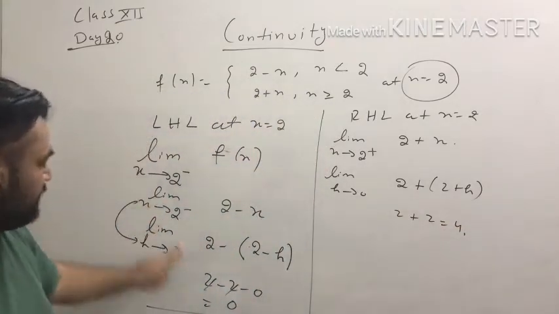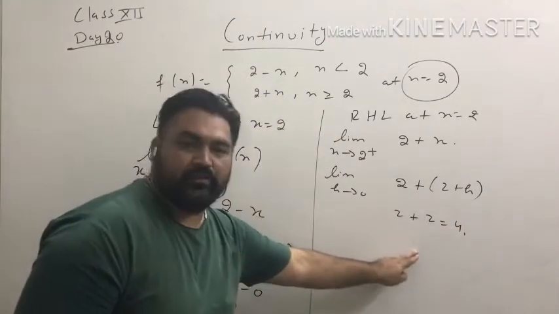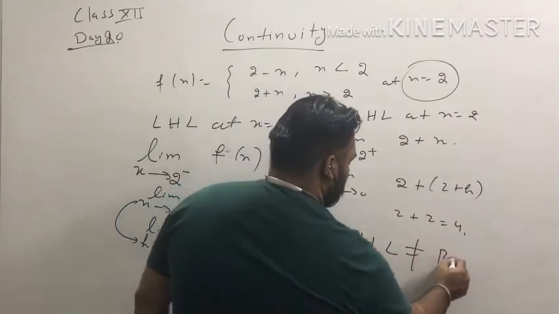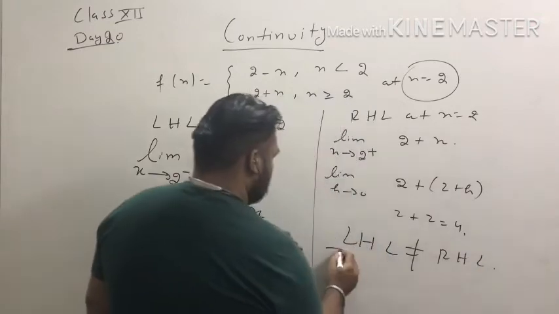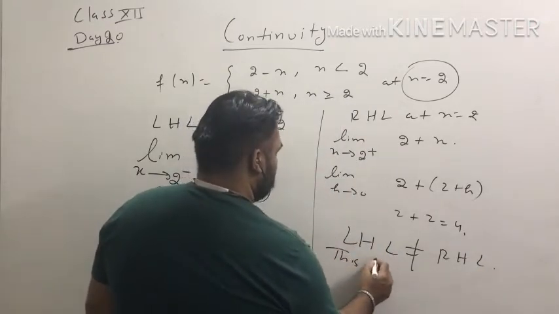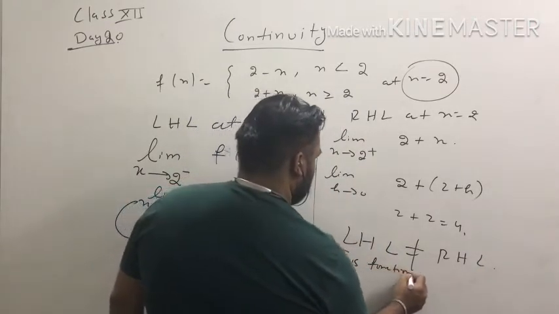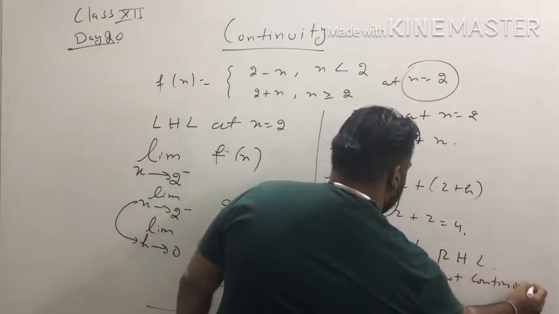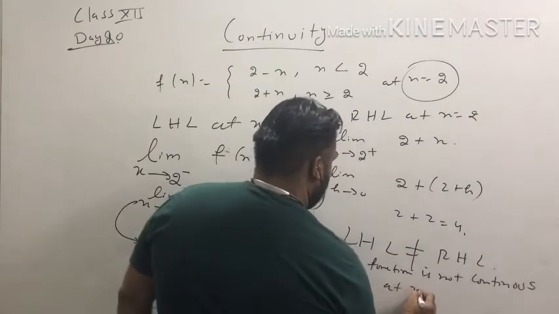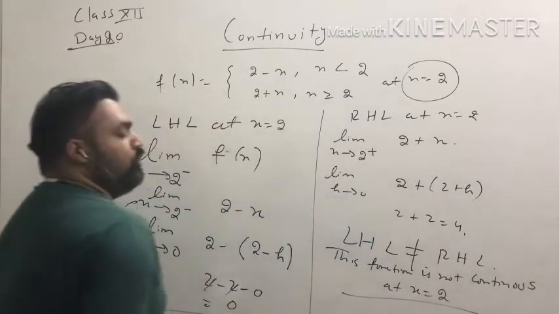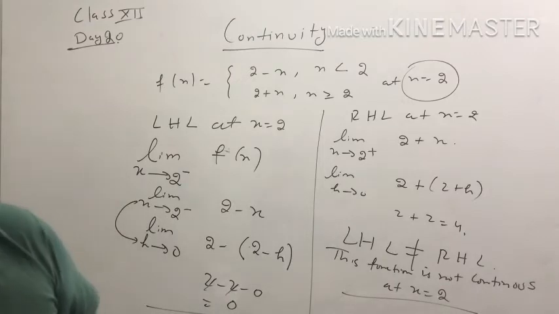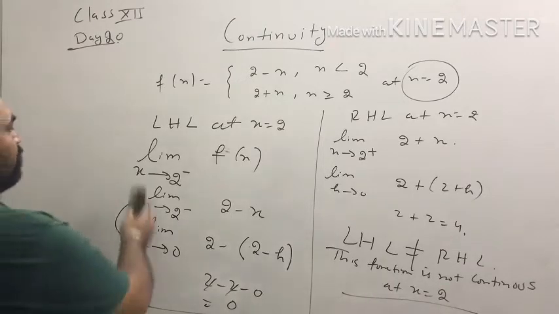Now the left hand limit equals 0. Right hand limit equals 4. So left hand limit not equal to right hand limit. So this function is not continuous at x equals 2 because the left hand limit is not equal to the right hand limit. Now we shift to the next question.